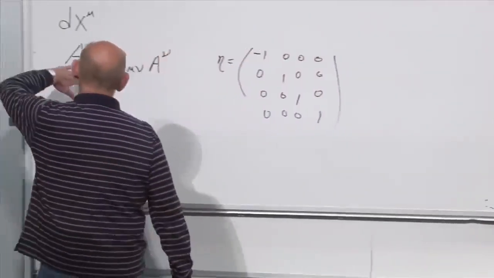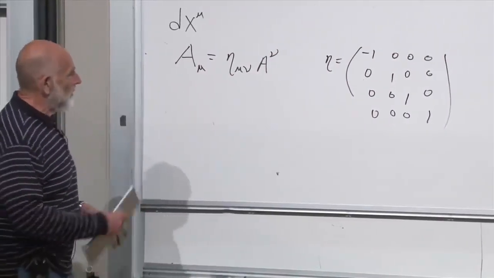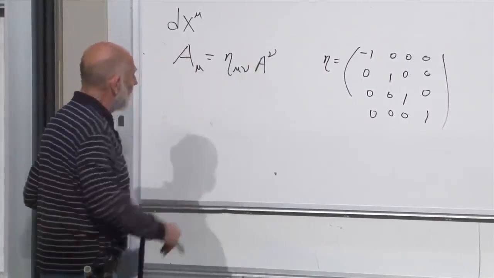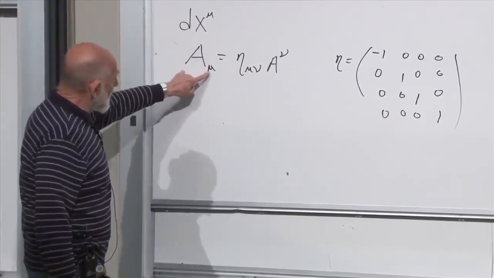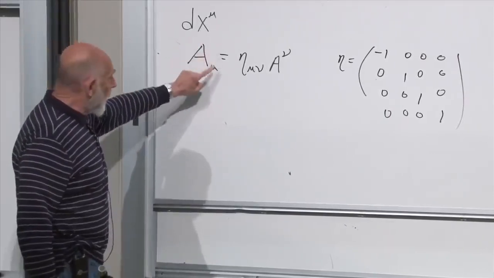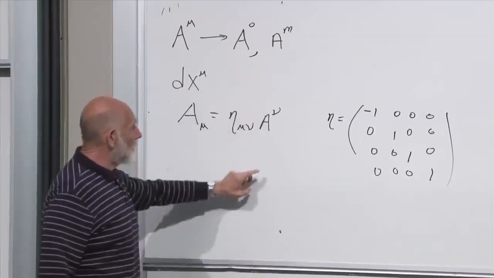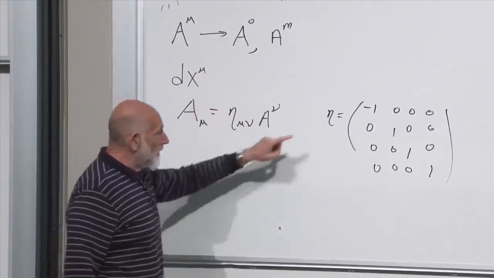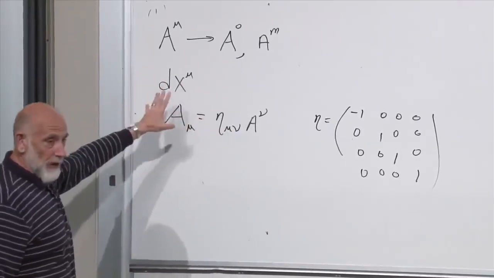And this complicated formula, well, it's kind of neat. It's a nice, neat, simple setup. But really all it says is that the time component of the covariant vector is just minus the time component of the contravariant vector. That's this minus 1 over here. And all the other components are the same.